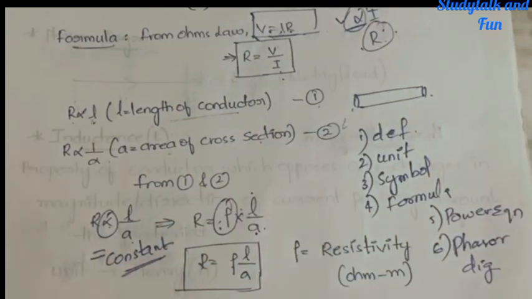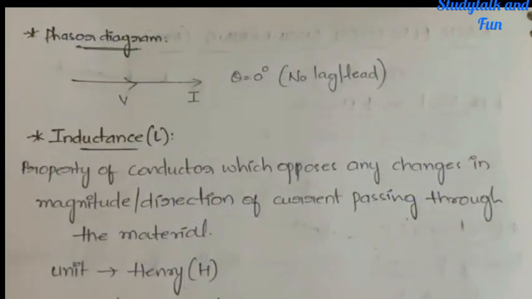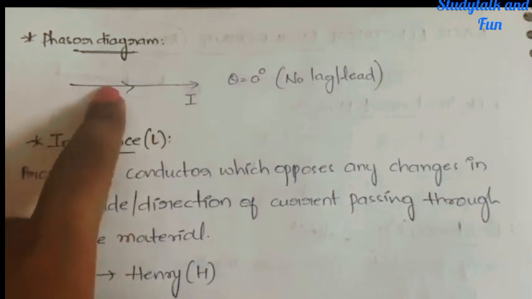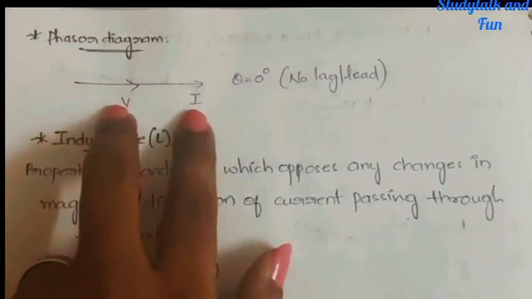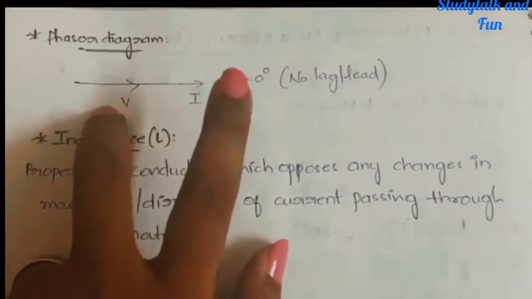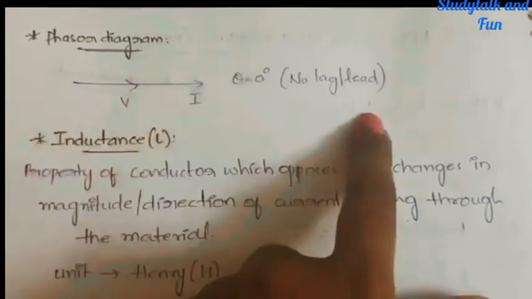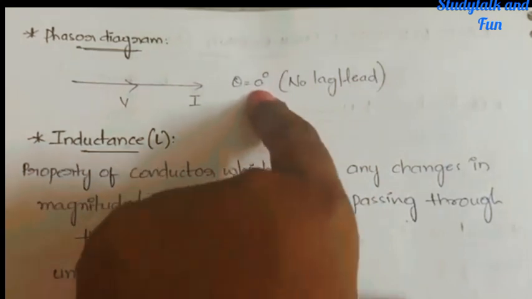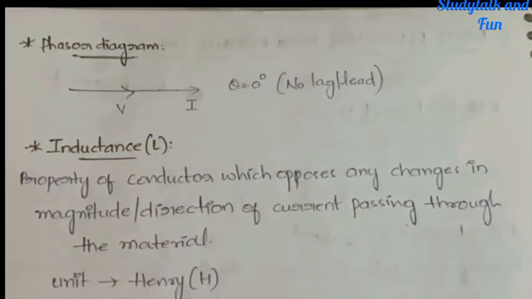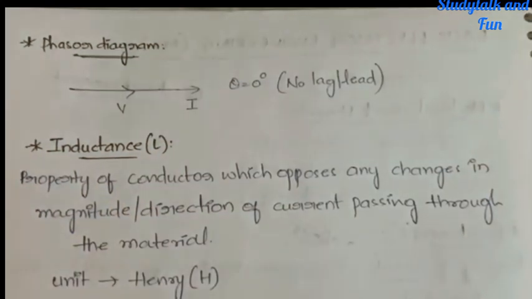Okay, next, the phasor diagram for resistance. The space was not enough on the previous page, that is why I have drawn it here. See, voltage and current both will overlap with each other. Sorry, potential difference and the current both will overlap with each other. Okay, no lag or no lead. Theta is equal to 0 degrees. What is lag, what is lead, you will understand next, in the inductance and capacitance.